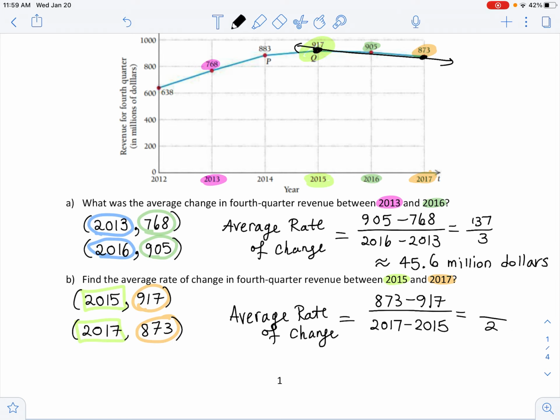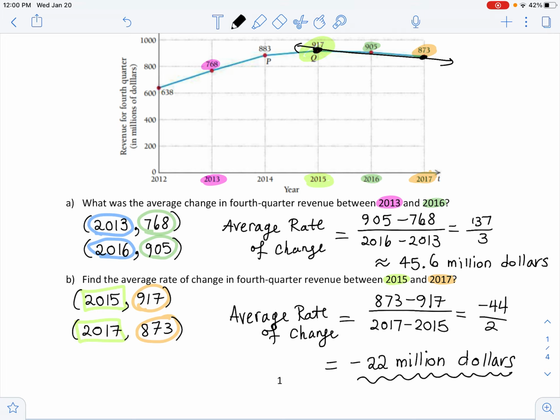So the denominator is 2. Let me use my calculator for the numerator. 873 minus 917. What did you get? I get negative 44. If I divide negative 44 by 2, I will get negative 22, and we're talking about $million. And as we expected from the numbers and from the chart or the graph, the average rate of change is negative because the fourth quarter revenue decreased from 2015 to 2017.